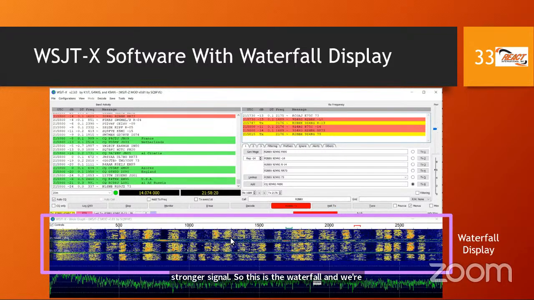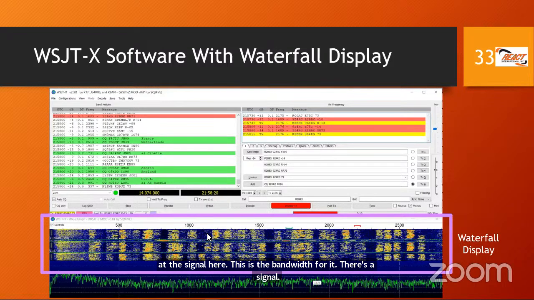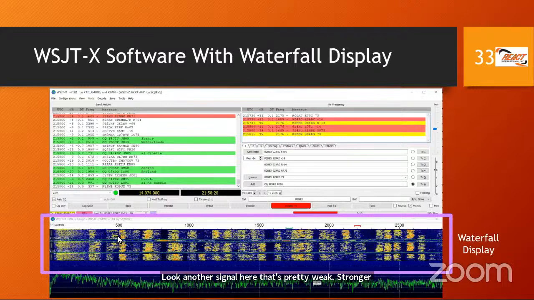This is a signal, this is a signal, and a signal occupies a finite amount of bandwidth. So this is the bandwidth here for the signal. This is the bandwidth for the signal. Look at the signal here. This is the bandwidth for it. There's a signal here, but it's very weak. There's a signal here, but it's very weak, right? Look at another signal here that's pretty weak. Stronger signals here, right?